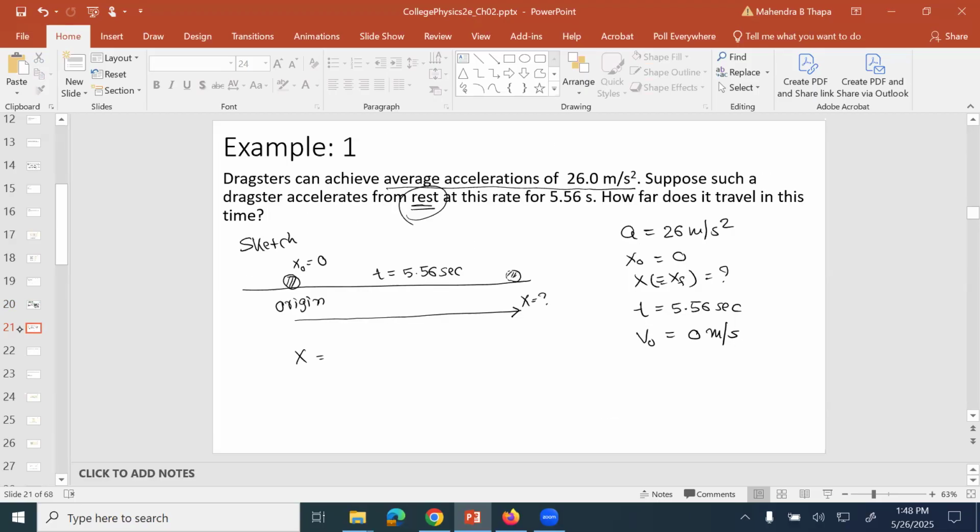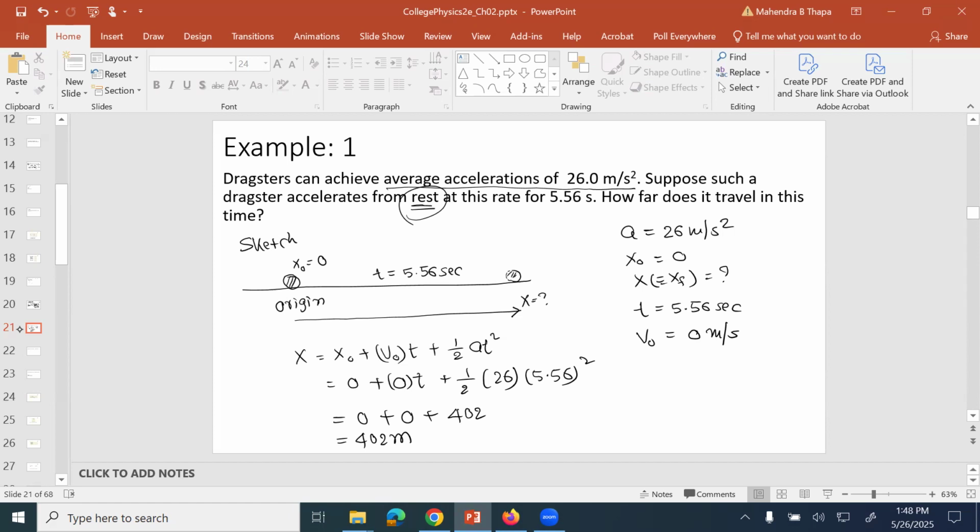x equals x naught plus v naught times t plus half a t squared. Here, x naught is 0, v initial is also 0 times t, plus half, acceleration is 26, I just write the number, and time is 5.56 squared. So these two are 0, plus 0 plus, if I do a little algebra, it will be 402. Okay, so x final will be 402 meters.